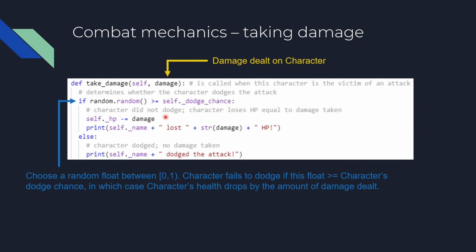So if the character failed to dodge, then it will lose health. The amount of health it loses will be equal to the amount of damage done, and we're going to print that to let the player know. And so that's basically what this function does in a nutshell. And this is all I'm going to cover for the characters.python file. There are definitely a lot more functions, a lot more attributes and behaviors in that file that you can look through. And feel free to look through them.